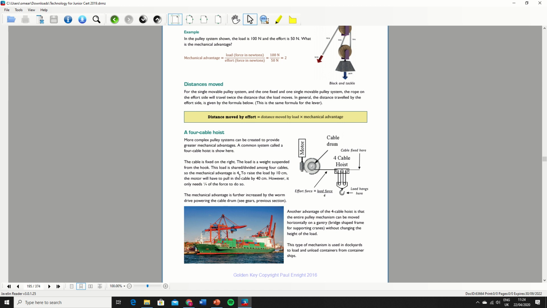But if the mechanical advantage is 4, in order to raise the load by 10 centimeters, the motor will have to pull the cable by 40. However, it only needs a quarter of the force to do so.